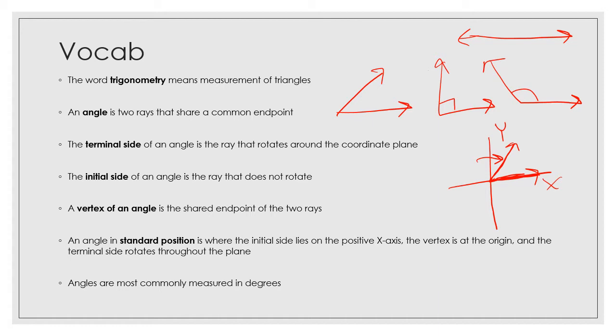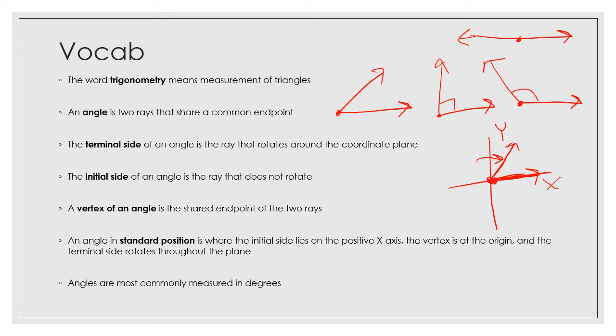And then I have my initial side of an angle. This is the ray that does not rotate. So what we're working with, these angles of rotation, the terminal side is going to be rotating all around the coordinate plane, but then the initial side is going to be staying completely in place. Then another little vocab again, the vertex of an angle, that's the shared endpoint of the two rays. So there's the vertex, there's a vertex, there's a vertex, and then in this, there would be the vertex. And then in our angle in the coordinate plane, here is the vertex.